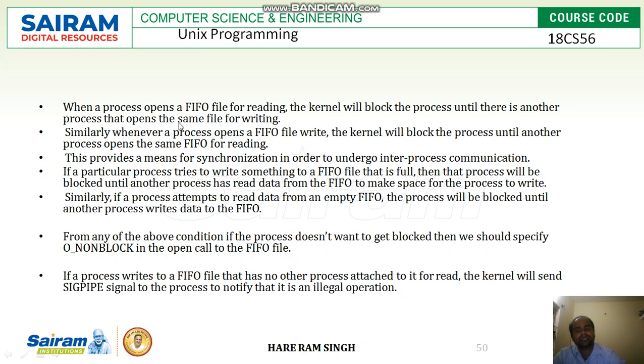The process blocks until there is another process that opens the same file for writing. Suppose a process is writing to a particular FIFO and another process opens it for reading, then the kernel will block the other process, preventing it from reading. Similarly, whenever a process opens a FIFO file for write, the kernel will block the process until another process opens the same file for reading. If a process wants to write, then another process must be there to read.